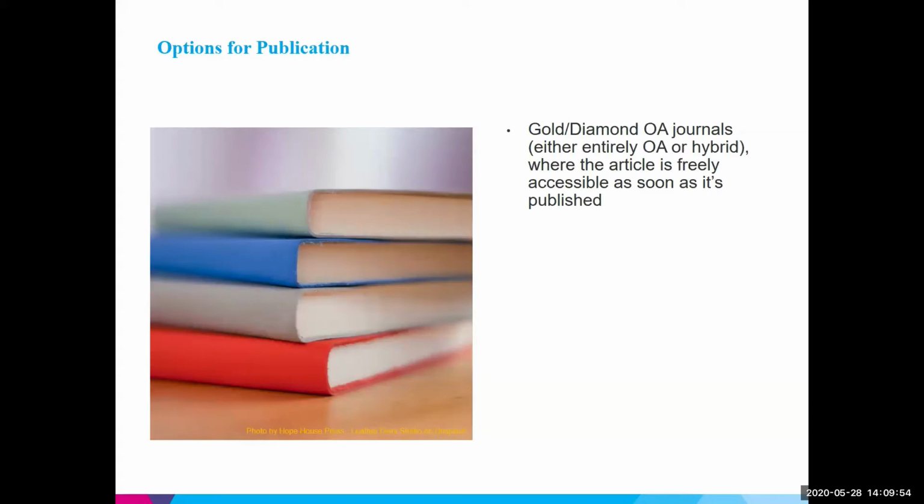And the summary of this is that there's going to be some kind of open access option. Open access means that the material is freely accessible and available to everyone. It's not behind a paywall or a subscription as soon as it's published. Gold or diamond open access journals allow you to do this. Usually they are under Creative Commons licenses, which we're going to talk about in just a minute, but they allow authors to retain more rights than they usually would.